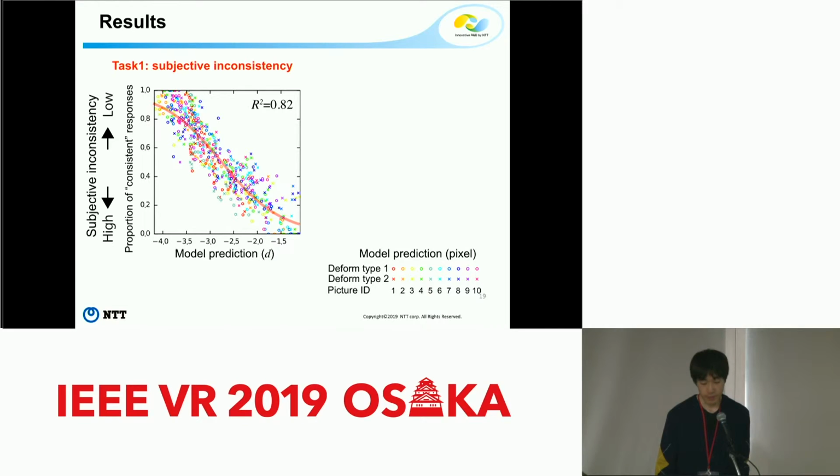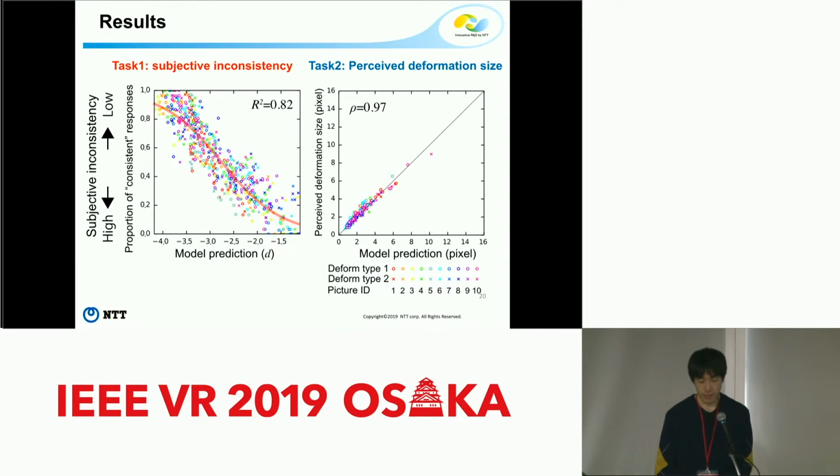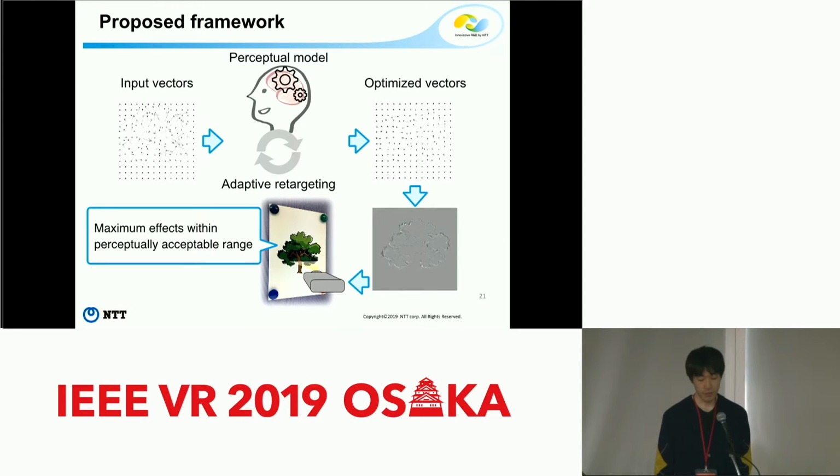This is the prediction result for task 1, the subjective inconsistency. Each data point represents each condition. As shown here, the data points are concentrated around the regression line, indicating that the prediction accuracy is quite good. And this is the result for the perceived deformation size. Again, we found that the prediction accuracy of this model for this task was quite high. So now we have obtained a good perceptual model to predict the subjective inconsistency. The next step is to optimize the input motion vectors based on this model.